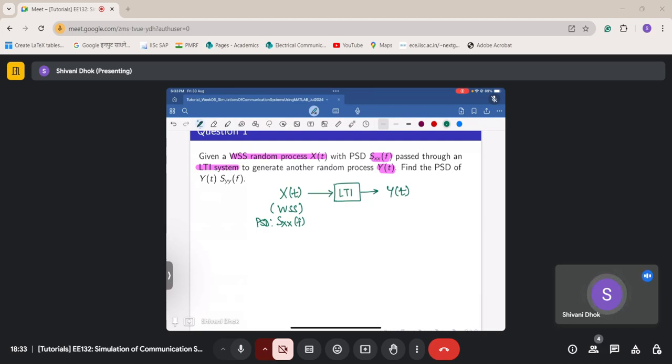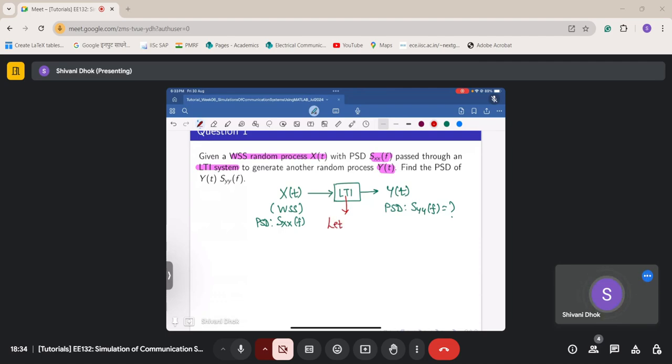So what we need to do is find the PSD of y(t). So we want the PSD of the output process. Now this is an LTI system, and to characterize this LTI system, the only thing that we need is its impulse response. So let's say this LTI system has an impulse response h(t).